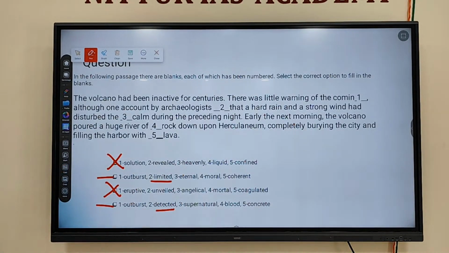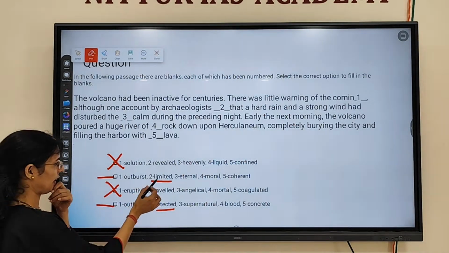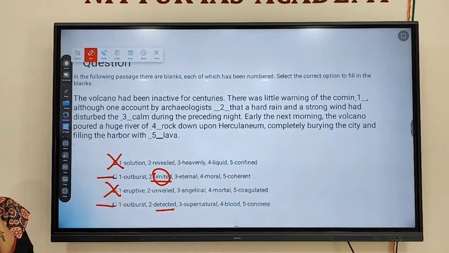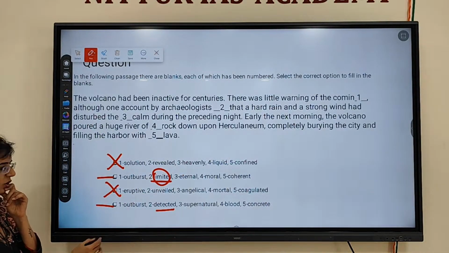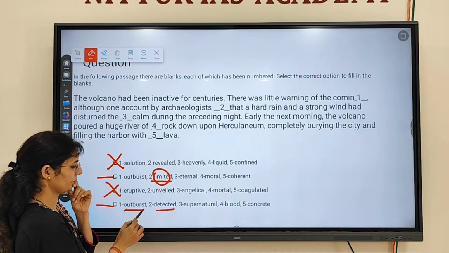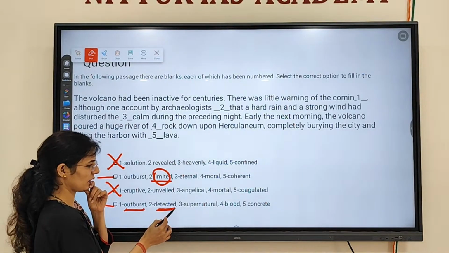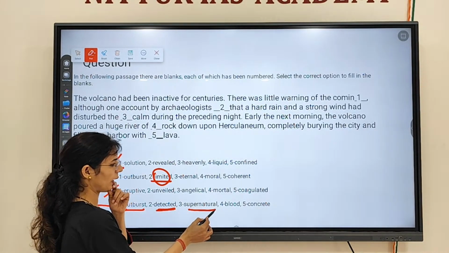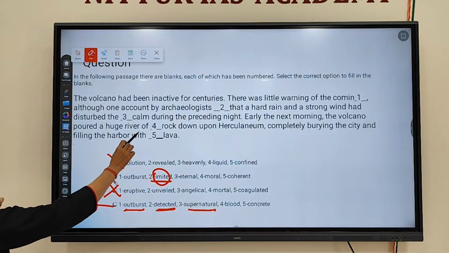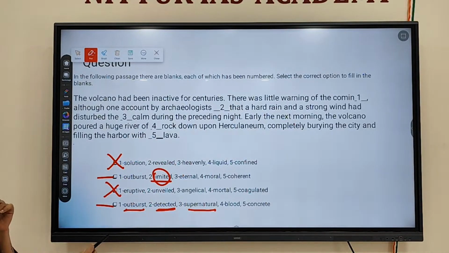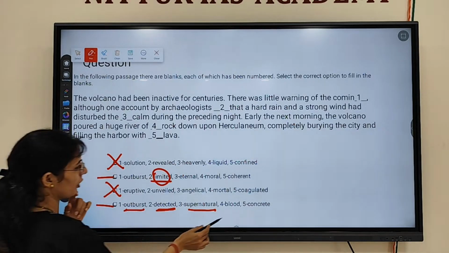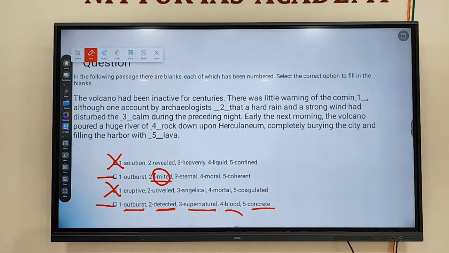Eternal calm or supernatural calm? What sounds good? First of all, I don't think limited would sound good. No, right? So, the outburst of the volcano was detected by the archaeologists. The supernatural calm was disturbed. And what to say? Dash rock down above, then completely burying the city, filling the harbor with dash lava, with concrete lava and blood rock down.